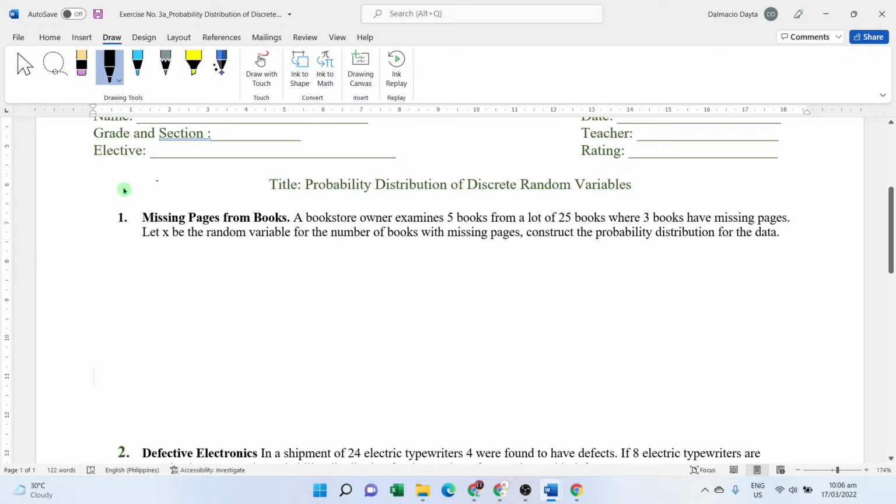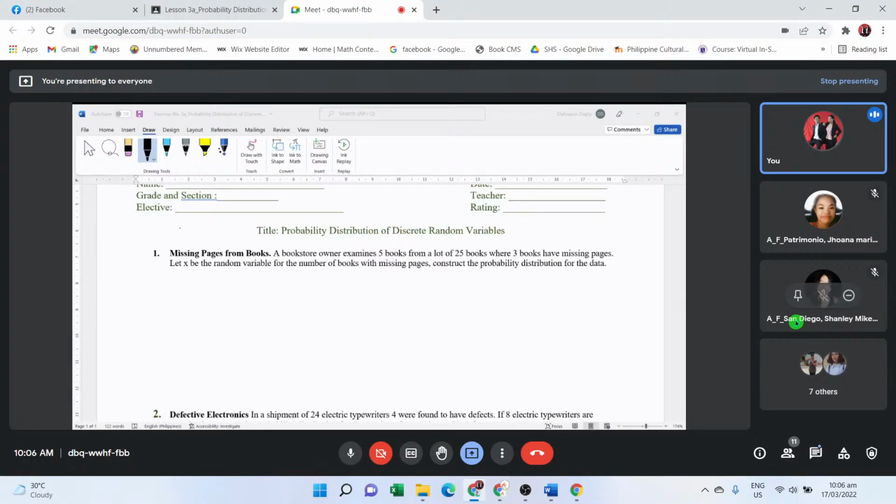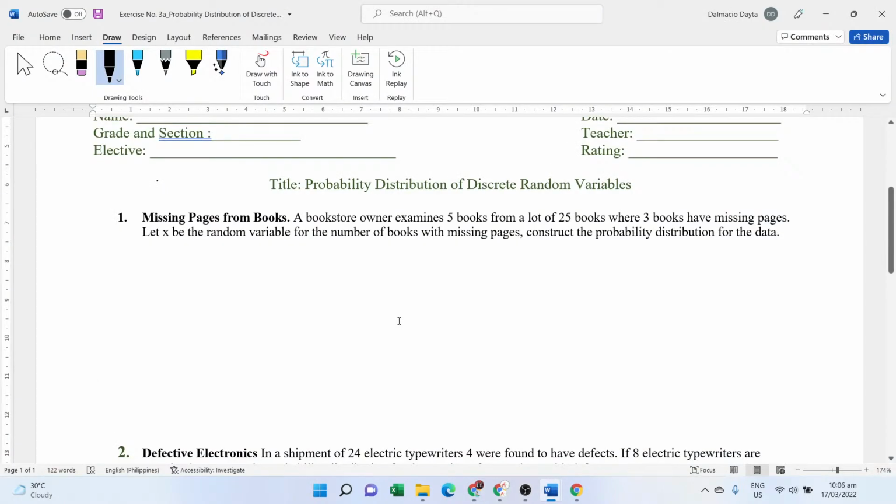Problem number 1. Pampagising nga muna tayo. Pakibasa muna yung problem. San Diego, will you please read the problem? Missing pages from books. A bookstore owner examines 5 books from a lot of 25 books where 3 books have missing pages. Let X be the random variable for the number of books with missing pages. Construct the probability distribution for the data.